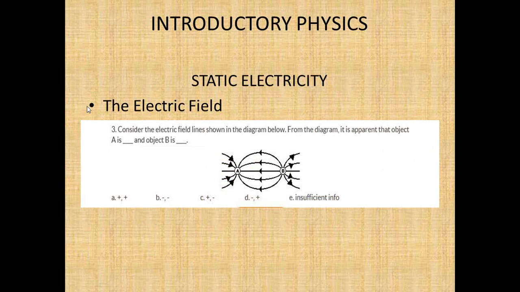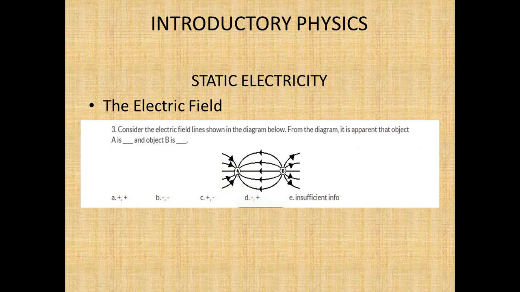All right, so consider the electric field lines shown in the diagram. From the diagram, it is apparent that object A is, so which is negative and which is positive? This is like a question that you'll get. All right, so let's look at A. The electric field lines are going towards A. So we know that A has to be negative.